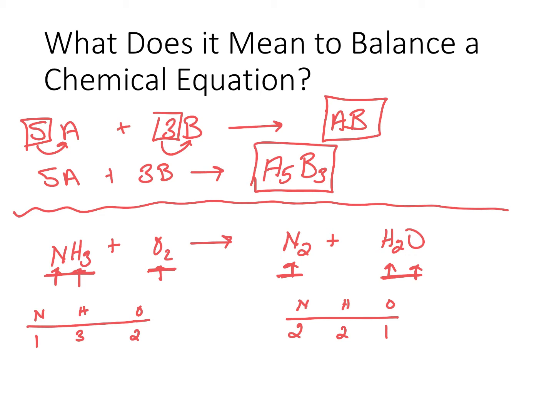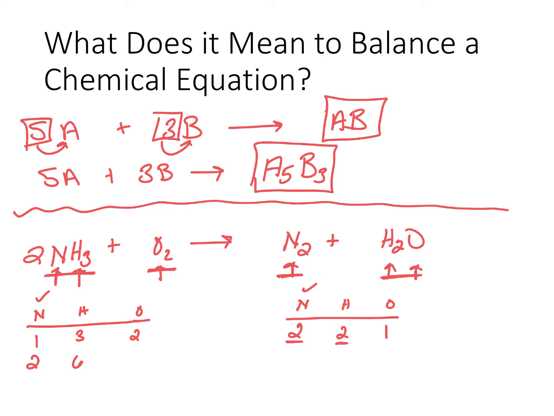To balance, I'm going to put coefficients, big numbers, in front of each compound or molecule, and that number is going to multiply all of the atoms in that molecule. Just as an example, if I put a 2 in front of NH3, that tells me I have 2 molecules of NH3. That would be 2 atoms of nitrogen and 6 atoms of hydrogen. By doing that, I now have 2 nitrogen and 6 hydrogen. If I look at the product, I already had 2 nitrogen, so nitrogen seems to be good for the moment. Hydrogen's still off, so I now have 6 on the left and only 2 on the right.